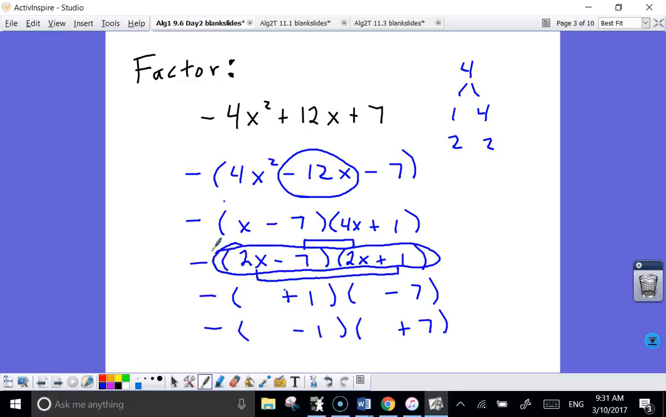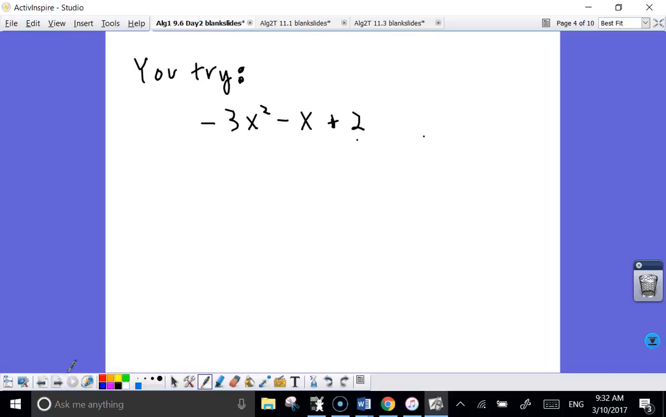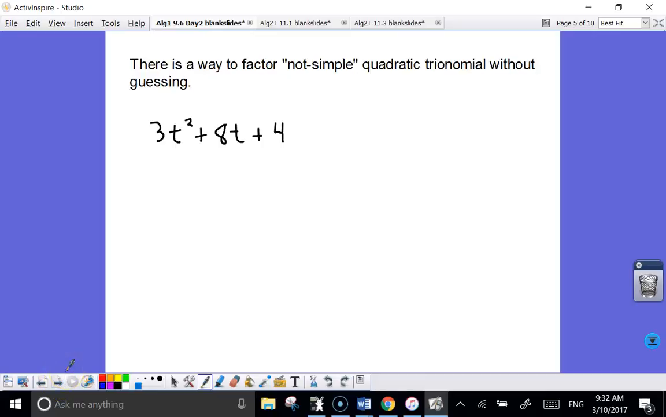Okay, so the bottom line is I would not give you a problem that required you to do a lot of guessing like this one. Instead, we do have some processes that could help you to do this. Don't worry about that. There are two different ways to do this. This is the first way. When you see that this number here is not 1, then you have to go through a bunch of steps. First, you multiply the first number times the last number. What does that equal? 12.